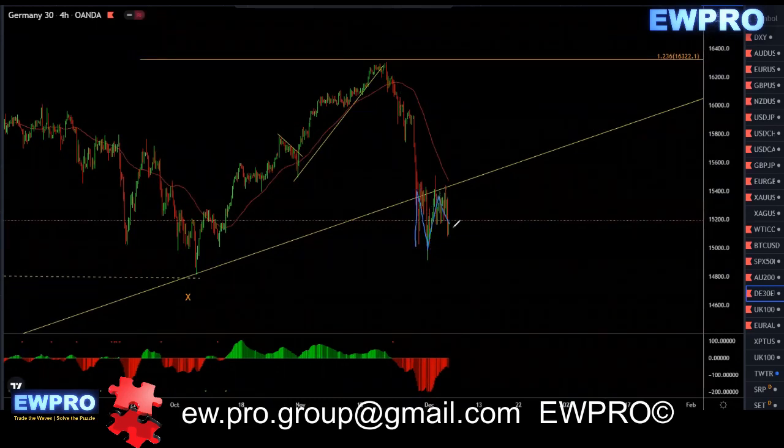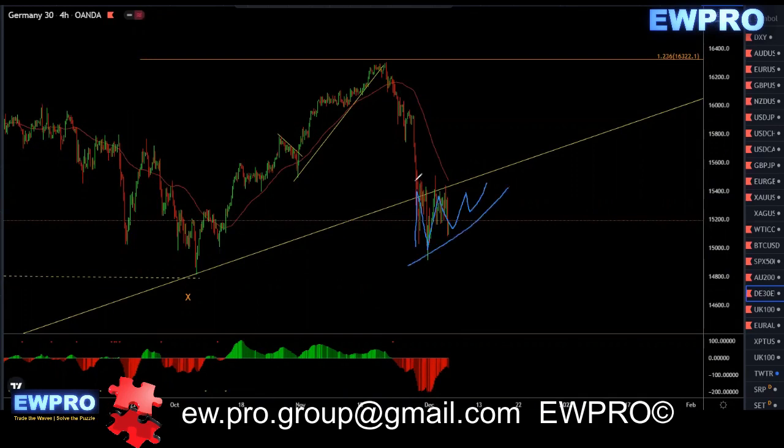On the H4, you can see that we're getting a correction in here. Wait for this correction to be over and look for your sell setup.